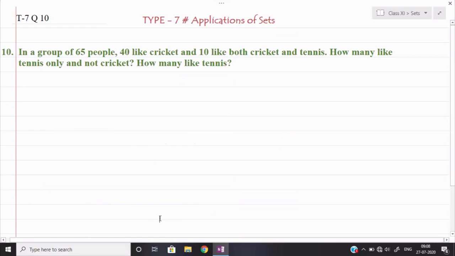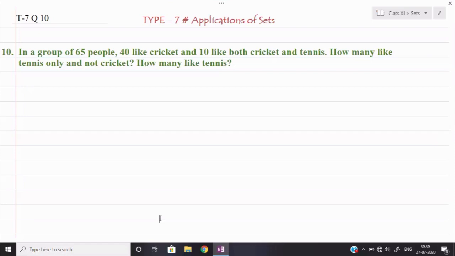In the 10th question, what we have given here: in a group of 65 people, 40 like cricket, 10 like both. Means here they are not saying how many like tennis. 10 is for both cricket and tennis, and 40 like cricket. How many like tennis only, not cricket, and how many like tennis?